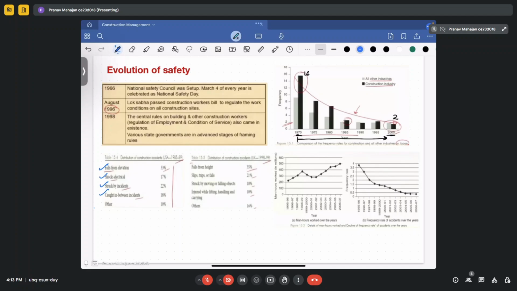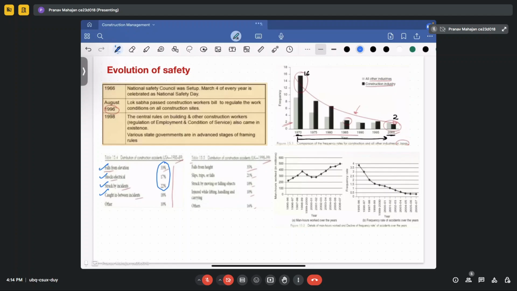Out of them, the first three contribute to around 72% of the incidents that are occurring. So even if we try to reduce only three causes of these accidents, we are eliminating most of the accidents that are occurring on the site.